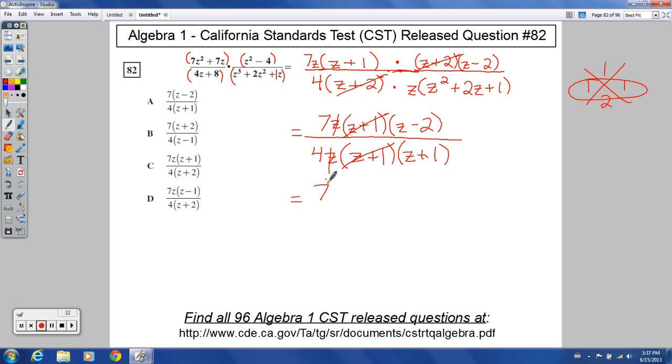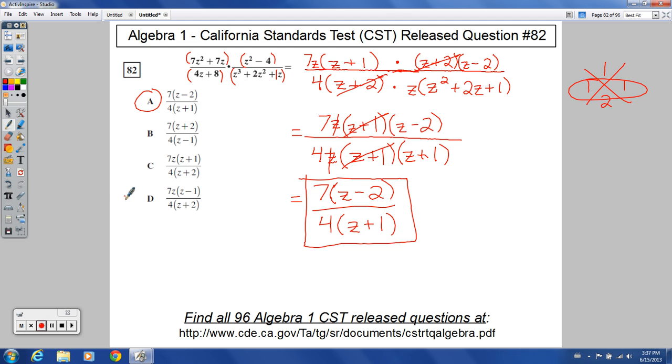So what am I left with? I'm left with, maybe you guessed it, my final answer. This is it. We can't simplify anything else anymore. So I've got 7 times z minus 2 on the top. I've got 4 times z plus 1 on the bottom. And it looks like that should be my final answer here. This would be choice A. So number 82, choice A.